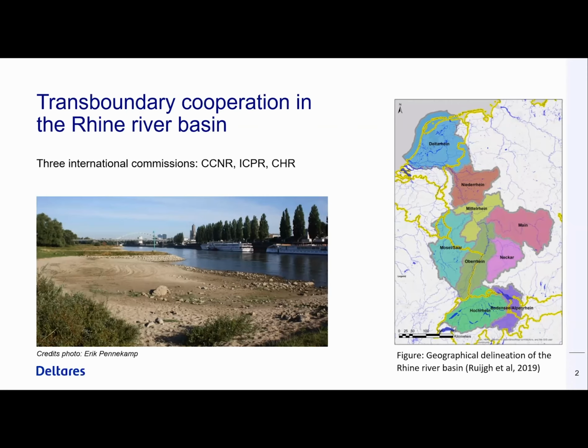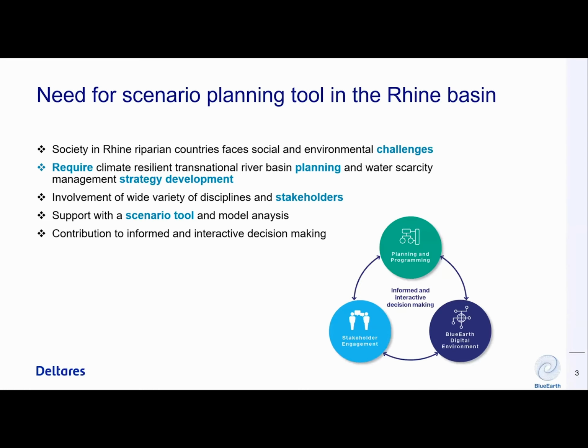That scientific committee is the International Commission for the Hydrology of the Rhine Basin, the CHR, that was established in 1975. For a long time, it was mostly focusing on flooding and protecting the Rhine from pollution. But now the focus is shifting to water availability and the impact of water use on the discharge of the Rhine. That's why the CHR wants to generate insights into water availability and demand in the whole Rhine River basin. And it wants to take into account both climate change and socio-economic scenario impacts.